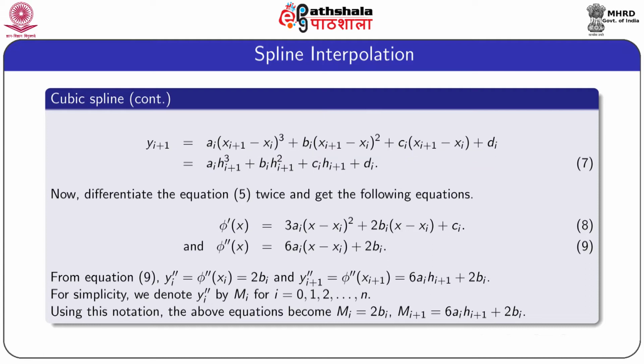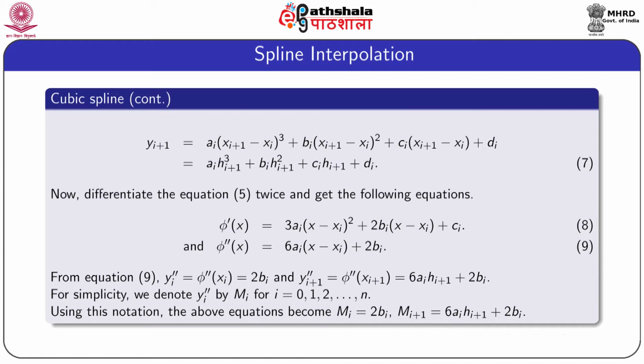Since x_i+1 minus x_i is the length of the interval and it is denoted by h_i+1, therefore y_i+1 becomes a_i h_i+1^3 plus b_i h_i+1^2 plus c_i h_i+1 plus d_i. So, this is equation number 7.